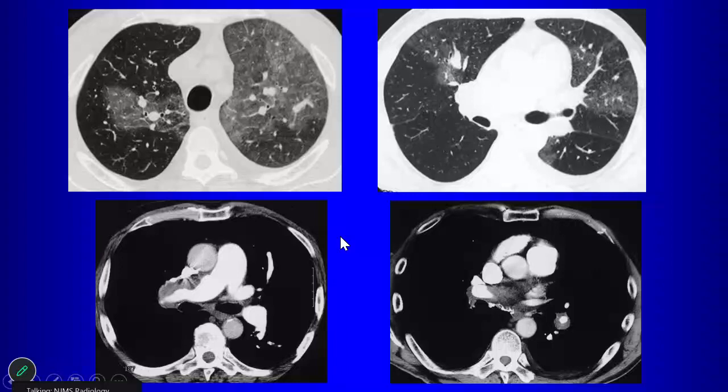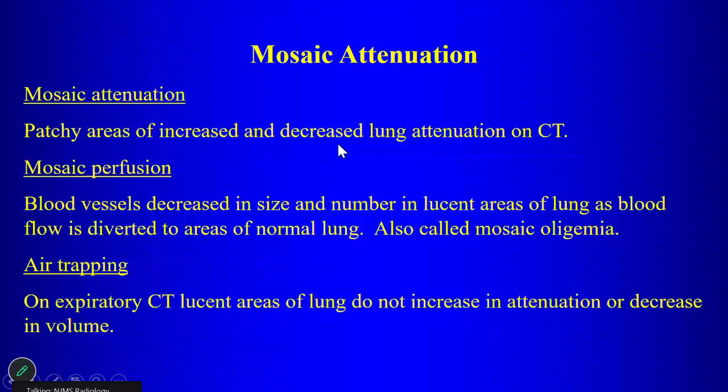like ground glass, right? So when we talk about mosaic attenuation, that term is a non-specific term. It means that there are differences in attenuation between different areas of the lung. So you'll have areas of increased opacity, areas of decreased opacity, usually ground glass and more lucent areas. The term mosaic perfusion is a more specific term.